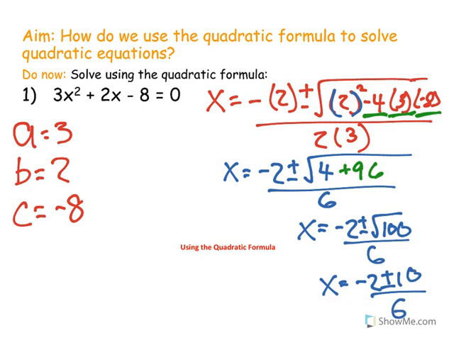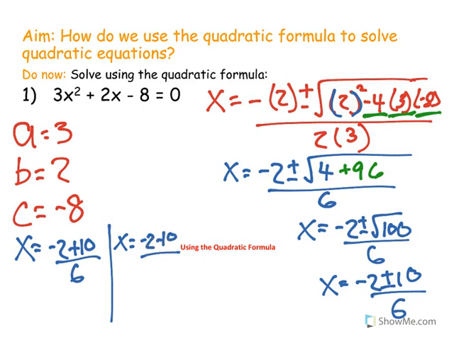And at this point, we're going to split it up into our two parts, right? So one solution here is going to be negative 2 plus 10 divided by 6. And one solution is going to be negative 2 minus 10 divided by 6. So negative 2 plus 10 is 8, divided by 6 is 8/6, which I'm going to simplify as 4/3. And negative 2 minus 10 is negative 12, divided by 6 is negative 2. So those are my two solutions, right? My solutions are negative 2 and positive 4/3.